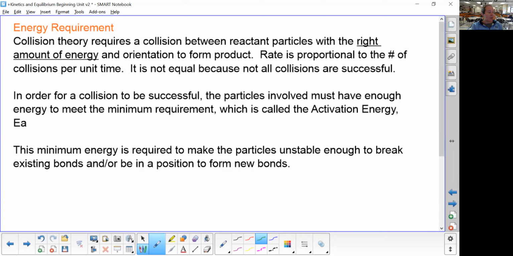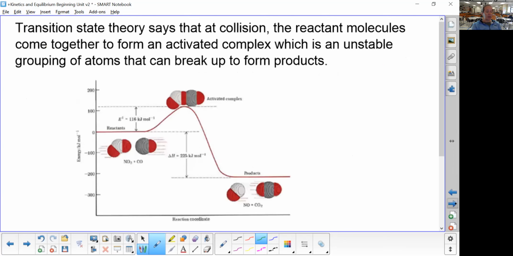So rate is proportional to the number of collisions per unit time, but it's not equal because not all collisions are successful. So just because you make them move faster doesn't mean you're orienting them any better. And so we have to break that minimum energy requirement, which is known as the activation energy. You have to break the bonds, okay? So a certain amount of energy has to go in. And so that is what's changing when you increase the temperature. But we're going to look at the spread of what happens there.